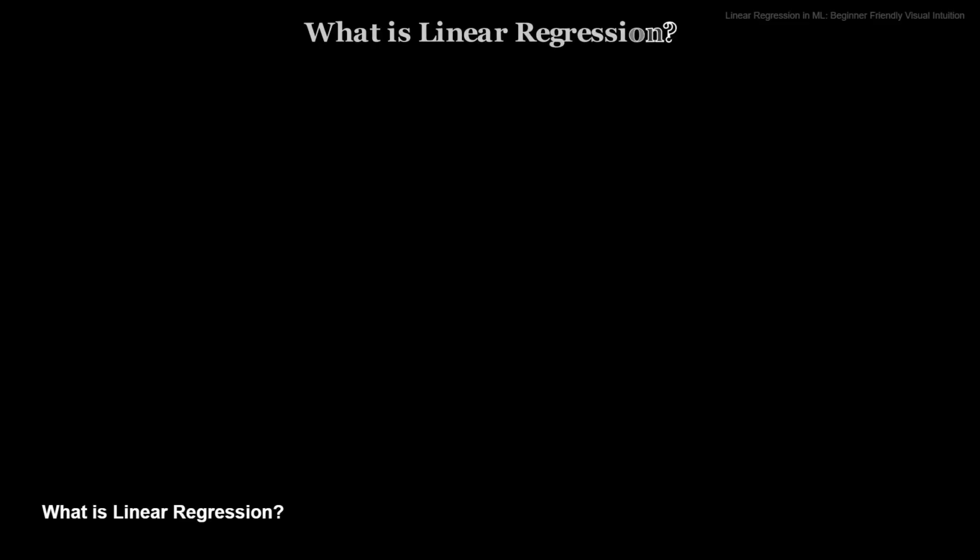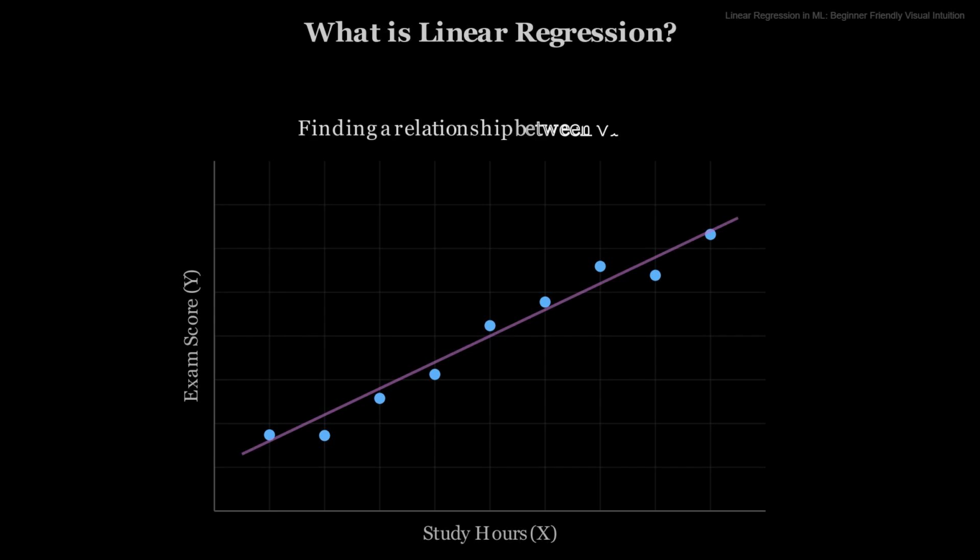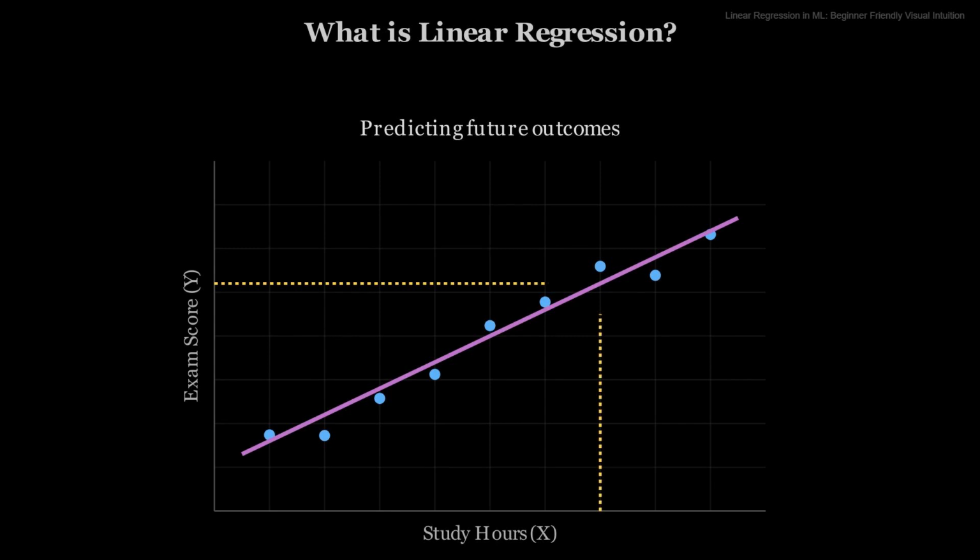Imagine you have a collection of data points, perhaps showing how much time someone studies versus their exam score. Linear regression is a powerful machine learning technique that helps us find a simple, straight-line relationship within this data. Our main goal is to draw a best fit line that accurately represents the overall trend. Once we have this line, we can use it to make predictions about new, unseen data, like estimating a score based on study time, even for someone who hasn't taken the exam yet.